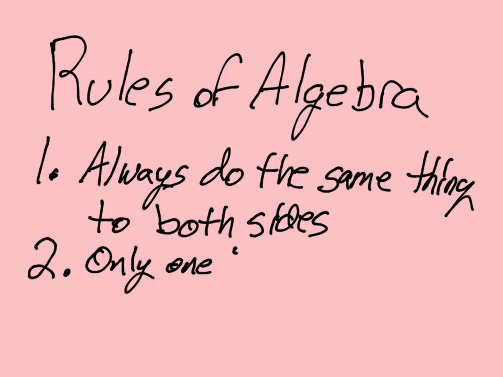And number 2 is only one equal sign per line. Only one equal sign per line. If it has less than 1 equal sign or has more than 1 equal sign, you are not doing algebra.